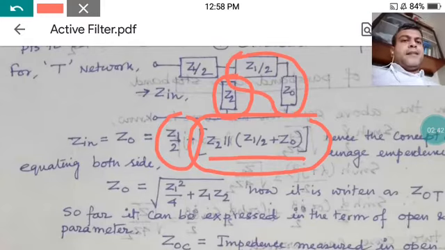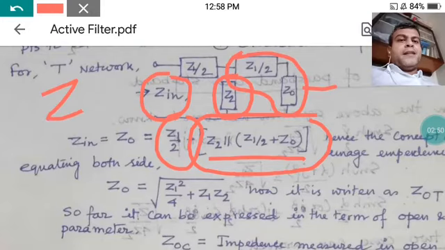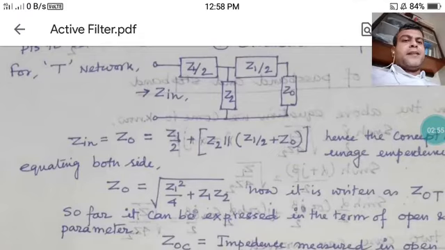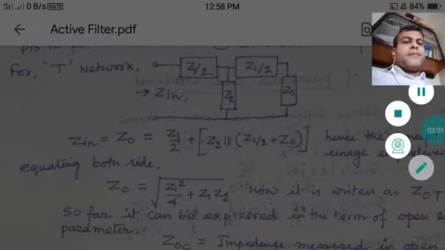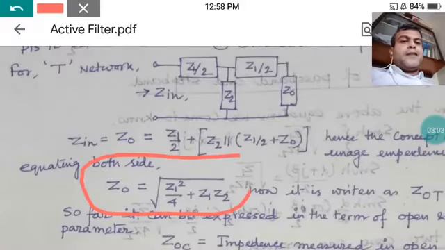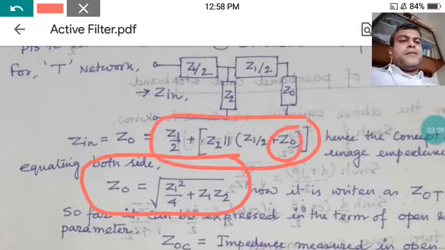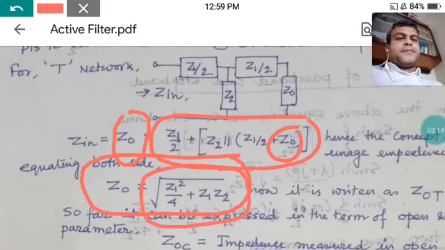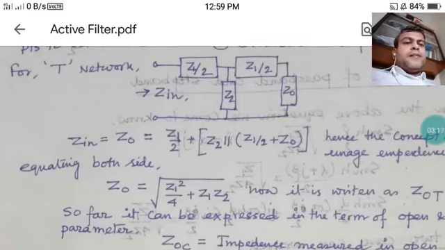Now if this is a T network and a symmetrical network, then from this side if Z0 is there, Z in must again equal Z0. So finally, equating both sides, we will get Z0 equals this expression. How to get that? You can easily calculate that value, take Z0 as common, and finally you will get Z0 equals this. This particular Z0 is written as ZOT.